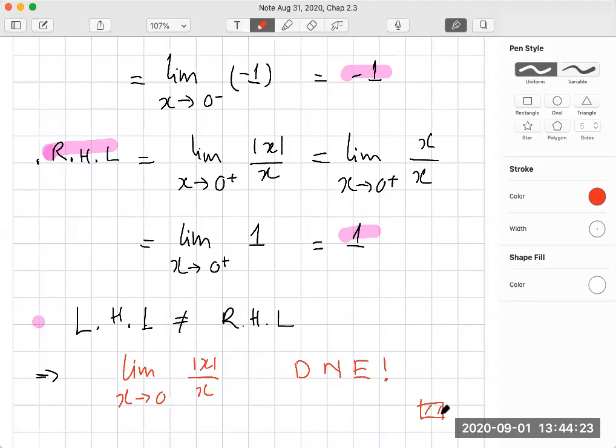Is it clear? How about people on Zoom? Is it clear? Yes. Very good.